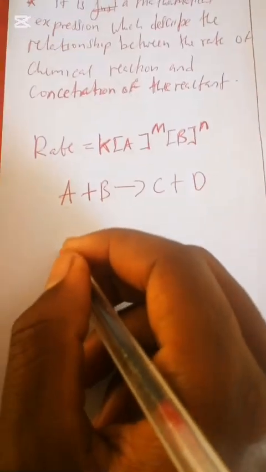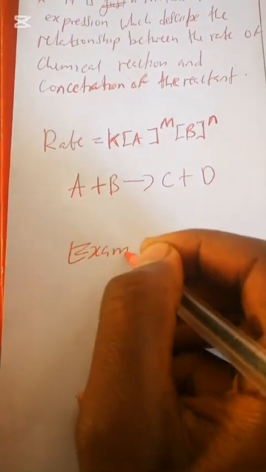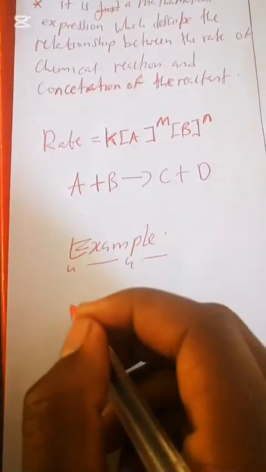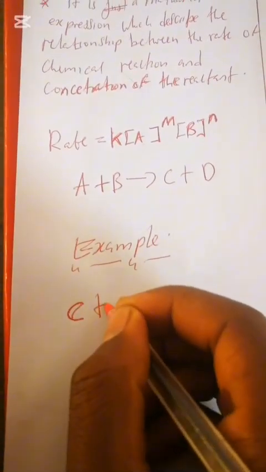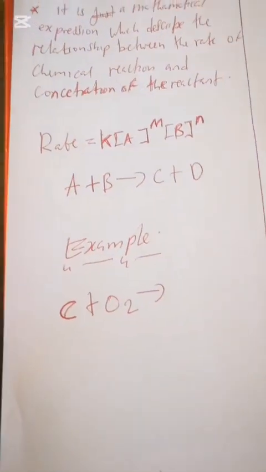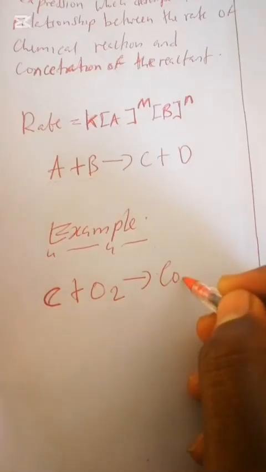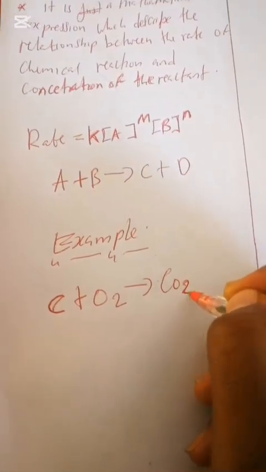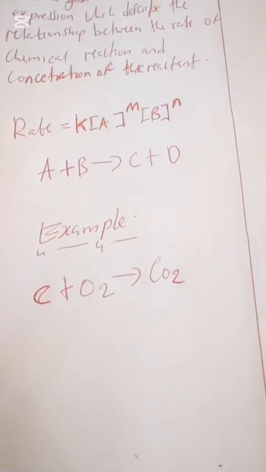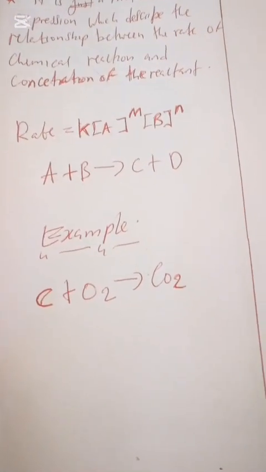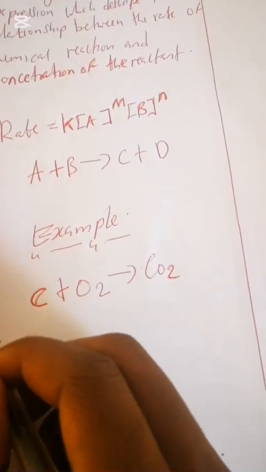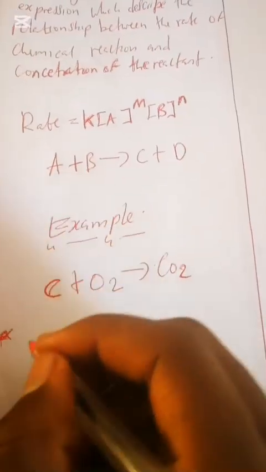Example: C plus O2 giving us CO2, carbon plus oxygen gives us CO2. Now the question is: given that the order of carbon is second and the order of oxygen is zero, express in rate law. Let's write the question.